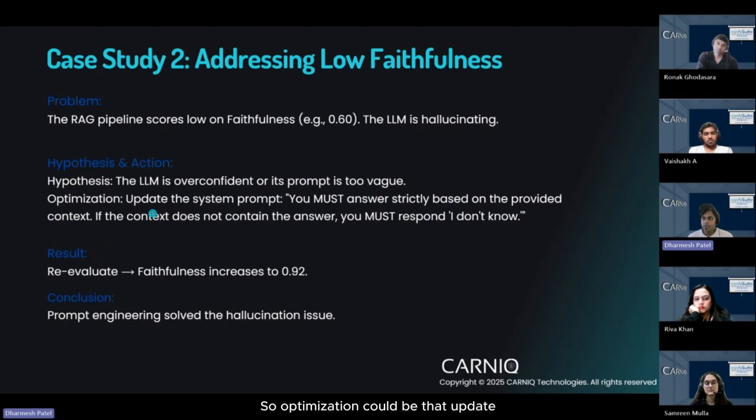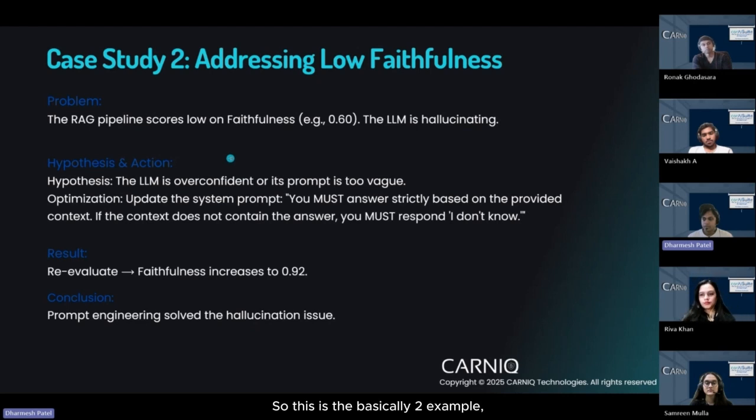So the optimization could be to update the system prompt. For example: you must answer strictly based on the provided context itself, and if the context does not contain the information, you must respond "I don't know" instead of giving random results. Again, you re-evaluate with this prompt change and recalculate the faithfulness value. Now if it increased to 0.92, then we can say that using prompt engineering, we solved this problem and the hallucination issue is no longer there.